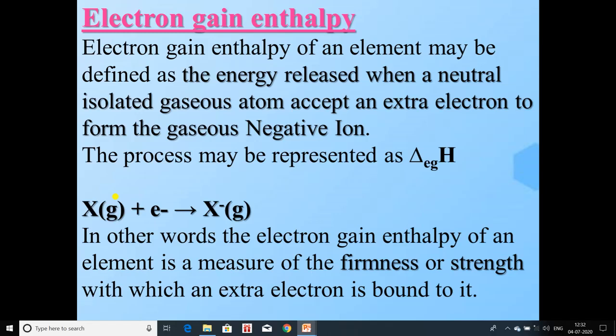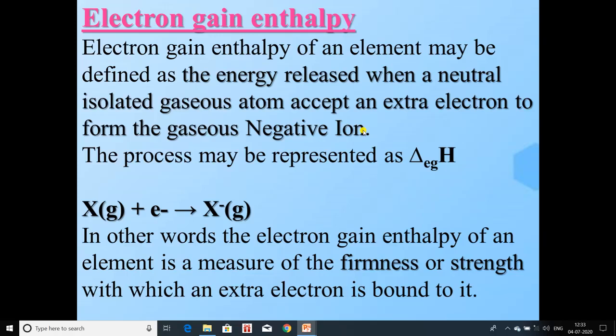Now next topic is electron gain enthalpy. Electron gain enthalpy of an element may be defined as the energy released when a neutral isolated gaseous atom accepts an extra electron to form the gaseous negative ion. So it is the opposite of ionization enthalpy. In ionization enthalpy, we were removing the electron, but here we are adding the electron.